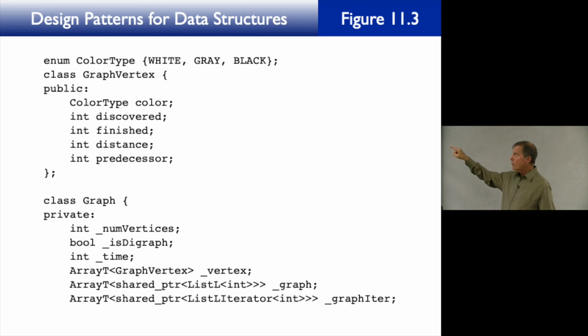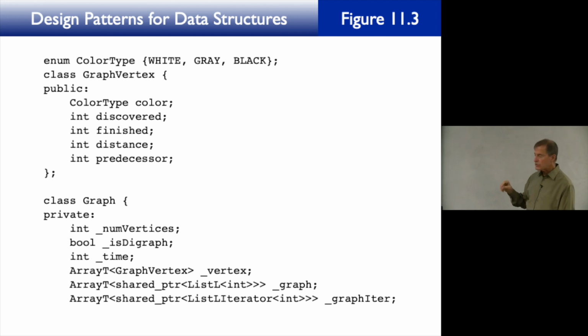So what are the values that the color attribute can have? It can be either what? White, gray, or black. Okay, and now these next four attributes are integers. So we have an integer discovered, integer finished, integer distance, and integer predecessor.